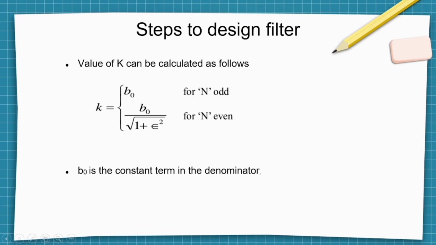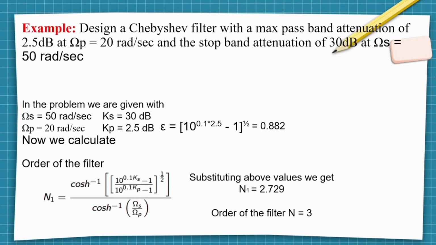Now let us see an example. In the problem we are given omega s is equal to 50 radians per second, omega p is equal to 20 radians per second, ks and kp are 30 and 2.5 dB respectively. Upon substituting the value of kp in the epsilon expression, we get epsilon is equal to 0.882. Now we calculate the order of the filter by substituting the values in the following expression. After substituting, we get n1 is equal to 2.729. The order of the filter n is equal to the ceil value of n1, where n is equal to 3.